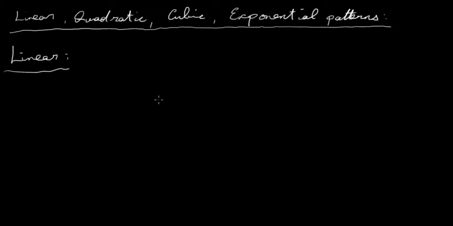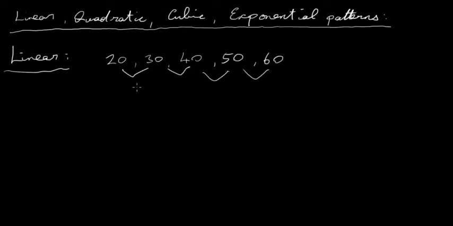Okay, so let's just take a sequence of numbers. Let's take 20, 30, 40, 50, 60. Generally what we start doing is look at the differences between each successive pair of numbers. What do we have to do to 20 to get 30? Well, we add 10. What do we have to do to 30 to get 40? We also add 10. 40 to 50, we're adding 10. 50 to 60, we're also adding 10.